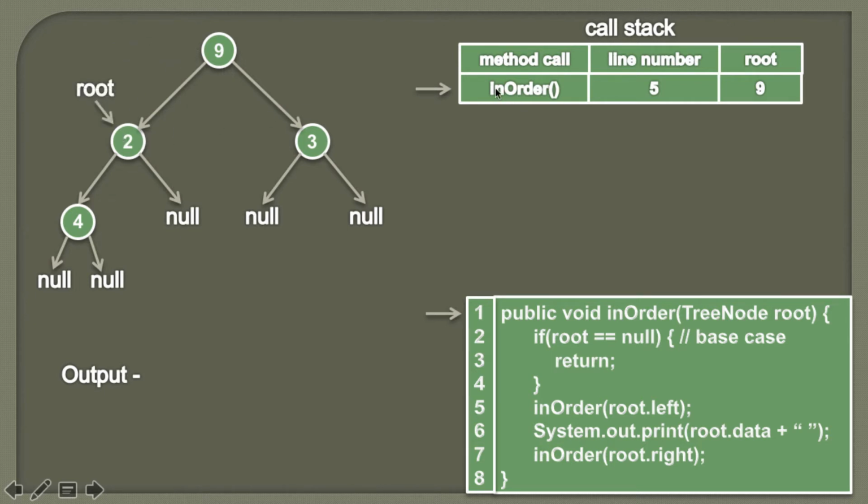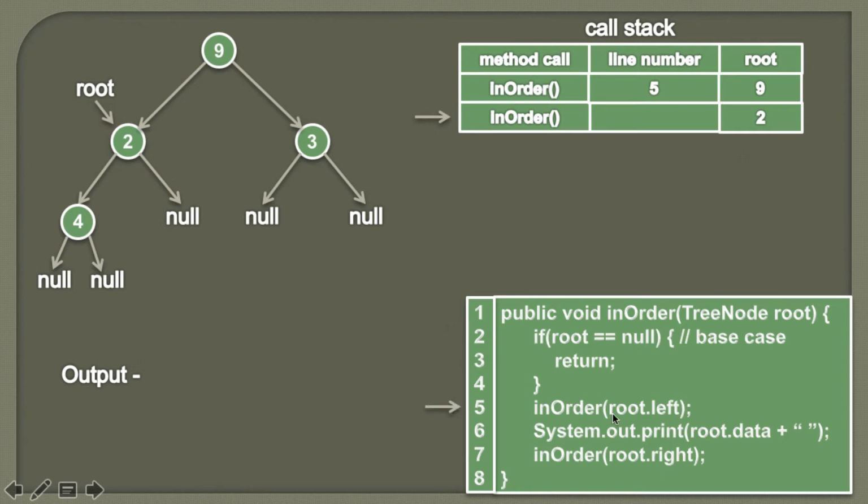And we also know that we have left this in-order method, so there will be one more method on the stack. So now this in-order method will start executing with the root as 2. So let's see the working. We'll first check whether root is equal to null or not. Currently root is pointing to the node 2, therefore it's not null.